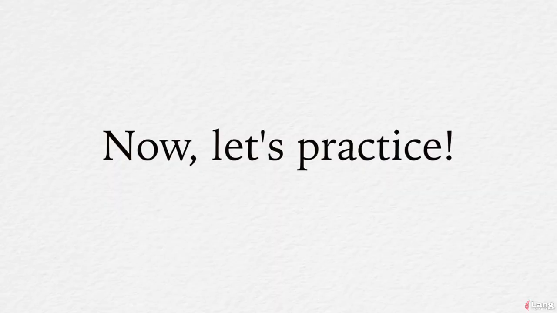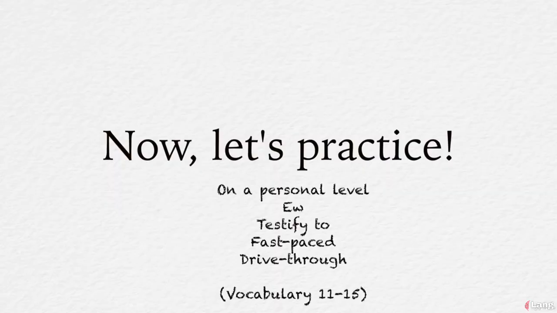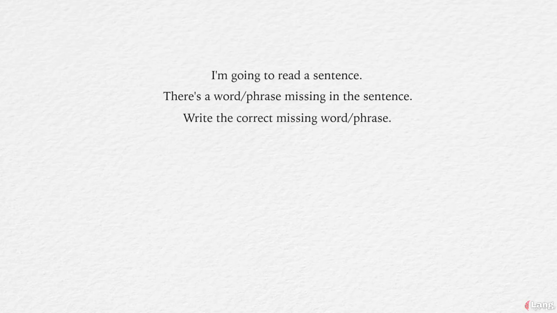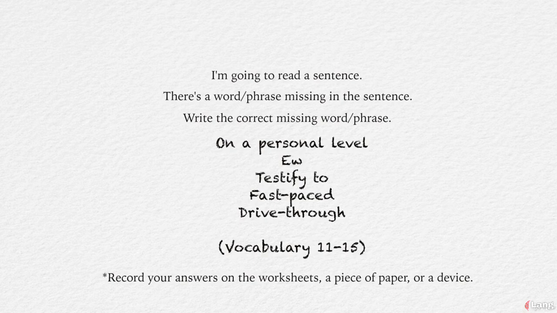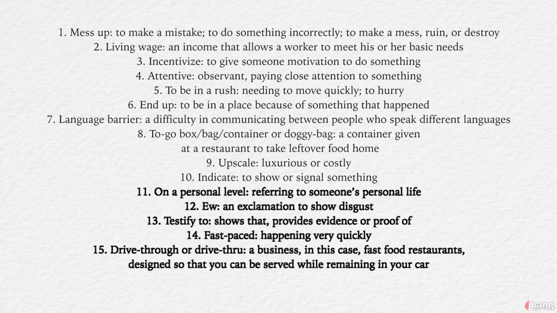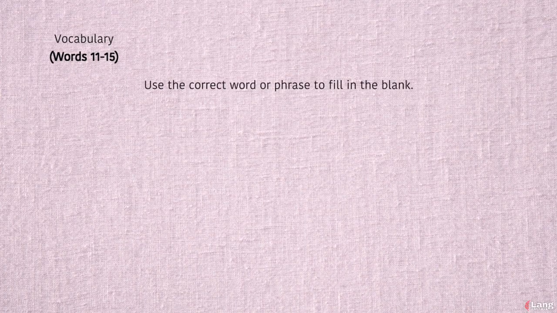Now let's practice using the vocabulary we talked about earlier. I'm going to read a sentence. There's a word missing in the sentence. Write the correct missing word using the vocabulary words from earlier. To record your answers, use the worksheets, a piece of paper, or a device. Feel free to use the vocabulary list provided for you. And of course, pause the video if you need to. Using the vocabulary words numbers 11 through 15, use the correct word or phrase to fill in the blank.